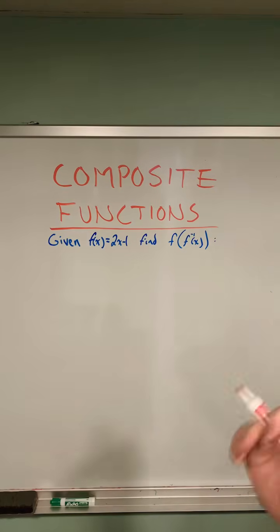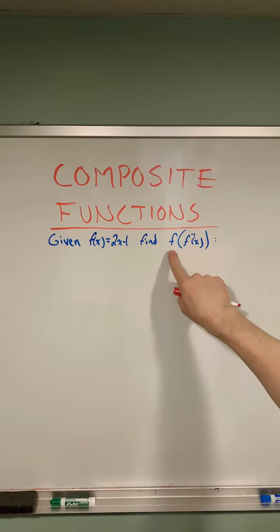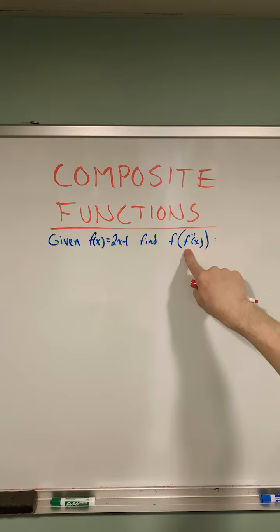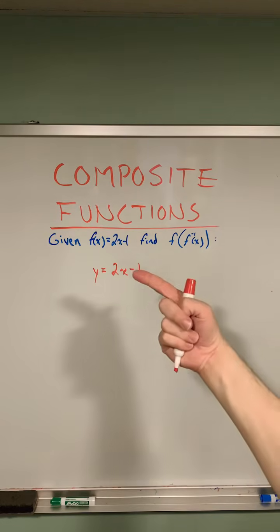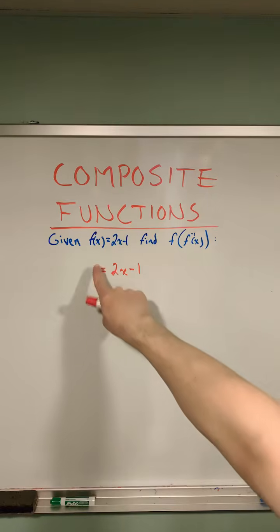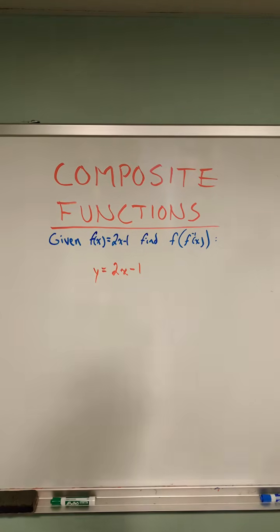Here's a kind of neat composite functions problem where we're asked to find out what happens if we sub the inverse of a function into itself for this function. Let's start by figuring out what the inverse of that function is. You'll note that I just changed f of x to y. It doesn't really make a difference.